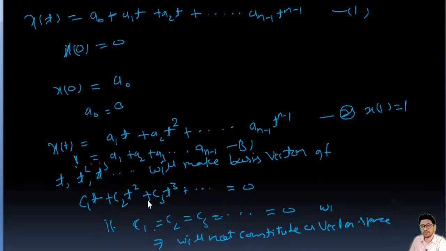So if we take the same case here, A1 T plus A2 T square plus A3 T cube plus so on equal to 0, then A1, A2, A3, up to AN are not equal to 0. Their sum is, we can see here, 1, right? So it means it will not constitute a vector space.